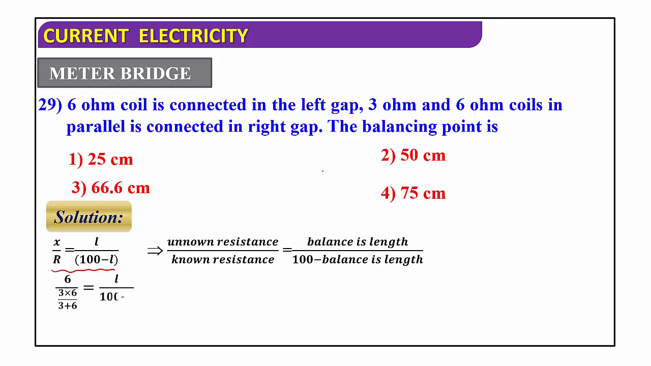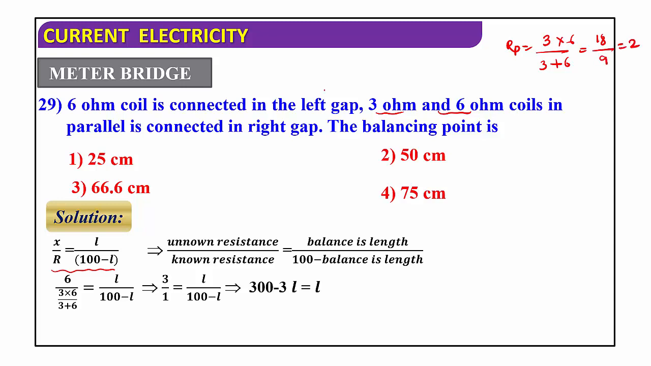Now we'll substitute all the values. Always, on the left gap the unknown resistance is connected, and on the right gap the known resistance is connected. Left gap is 6 ohm, divided by, on the right gap, two coils connected in parallel combination. So 6 ohm and 3 ohm in parallel means Rp equal to R1 R2 divided by R1 plus R2, 3 into 6 divided by 3 plus 6. 6 threes are 18, 6 plus 3 is 9, we got 2, right? Substitute here: 6 by 2 equal to L divided by 100 minus L.